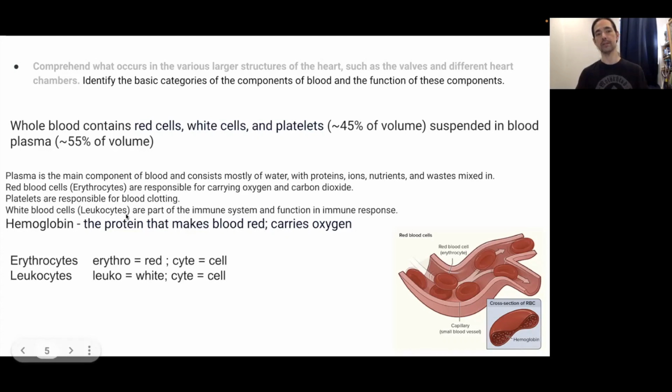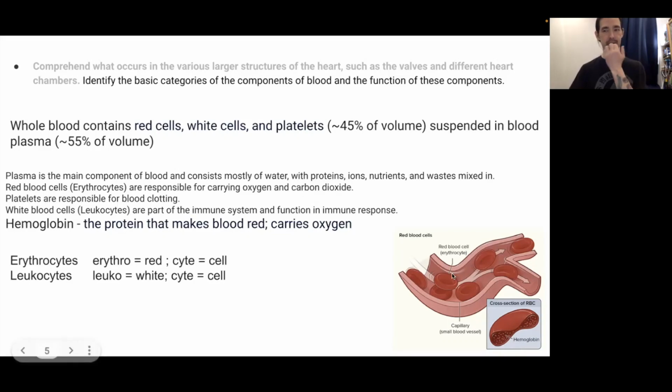White blood cells, the fourth part, leukocytes, they're part of the immune system. Obviously, they function in the immune response. Their job is to mitigate or to do immunity. And then there's hemoglobin, which is the protein that contributes the red color to blood, and it carries the oxygen. I believe hemoglobin is built using iron, and iron is red in color.